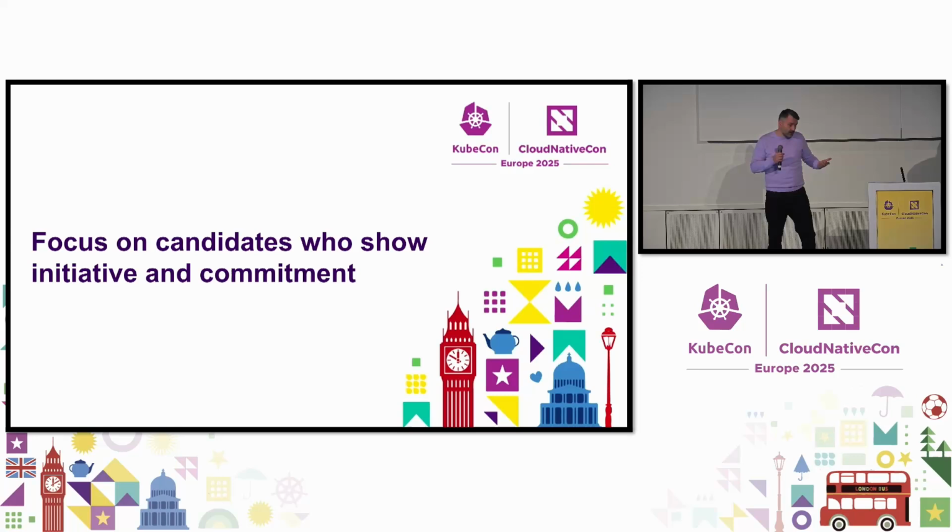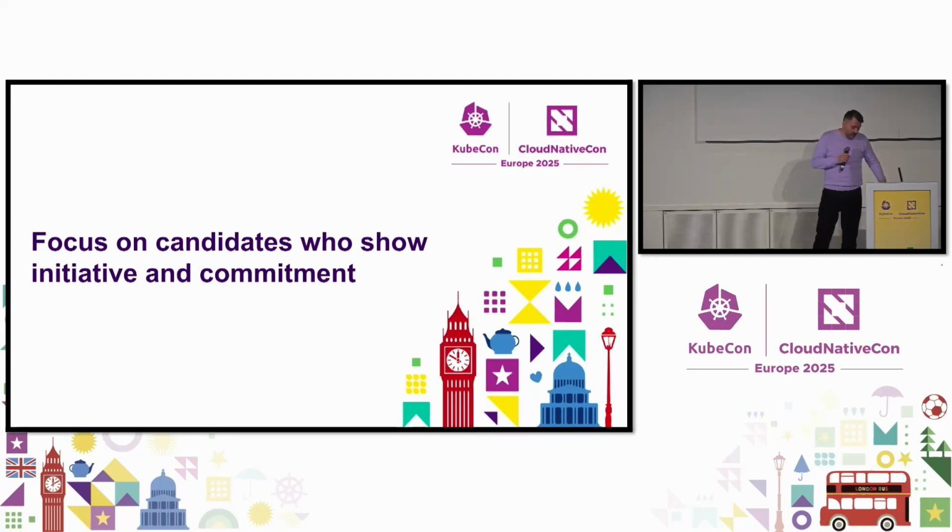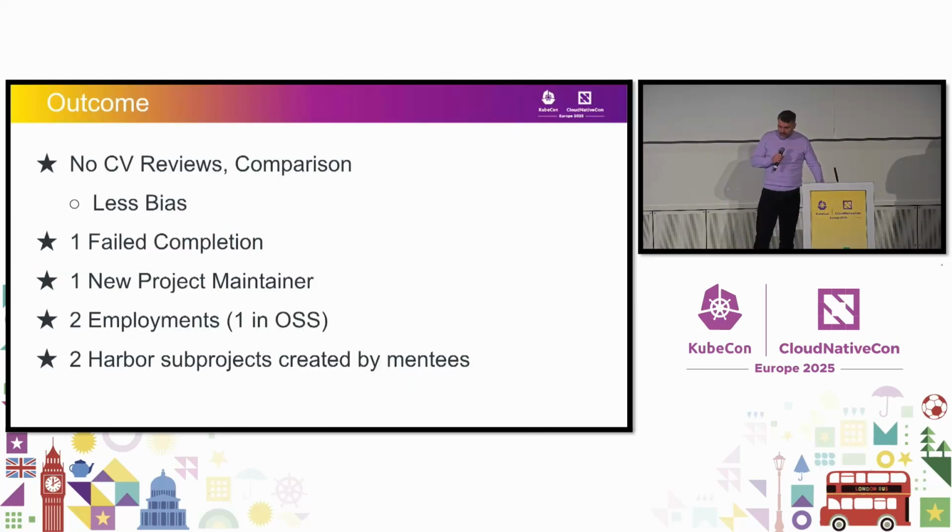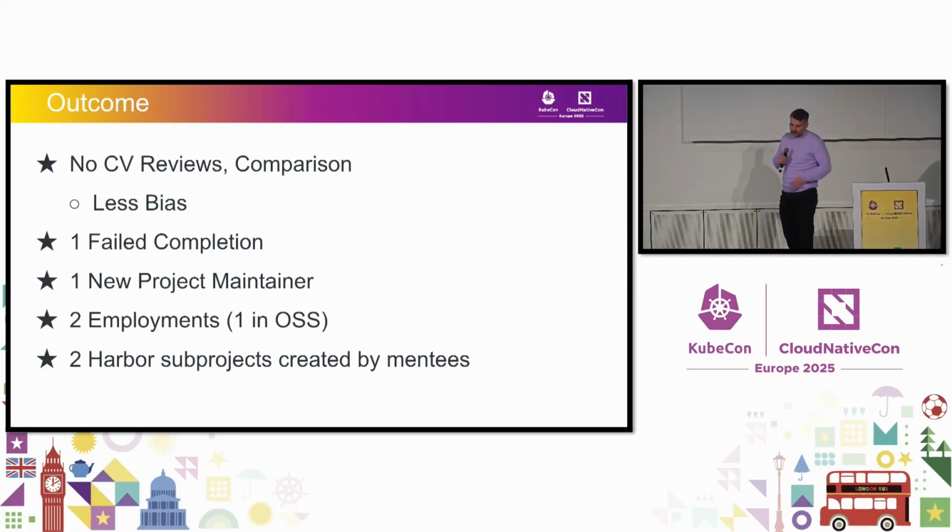For us, the outcome is that we have to review much fewer CVs. We still review CVs, but not as a first process, but as a last process, just to be certain. I think it also has less bias, because based on the GitHub profile or the Slack handle, you don't see the person's gender, race, or whatever. And so far, it has worked great for us.